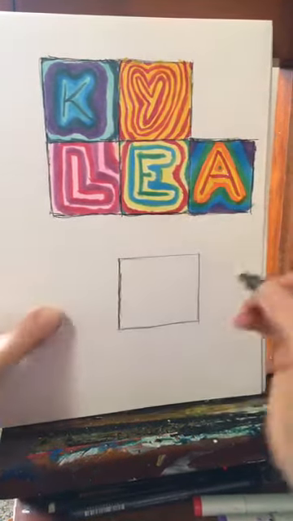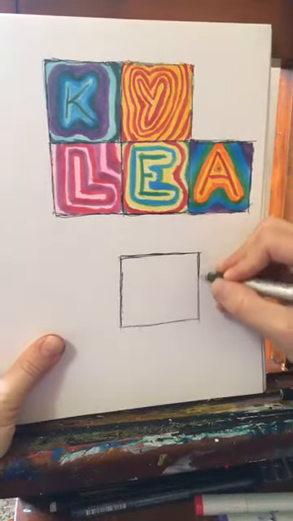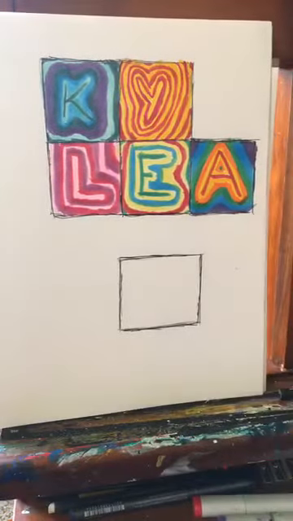So I'm going to do just a random circle one just to see how it goes. And that way you guys have an example of what a shape looks like.